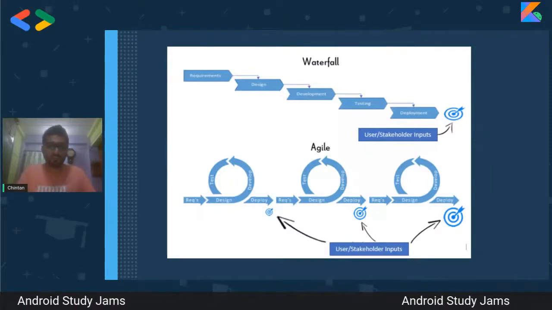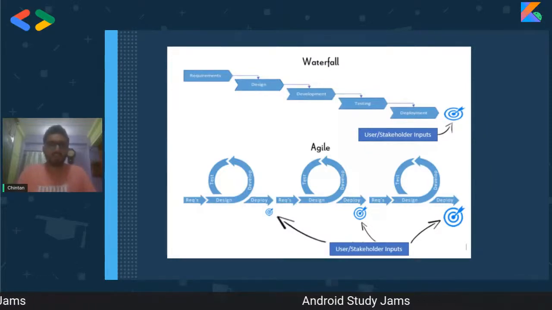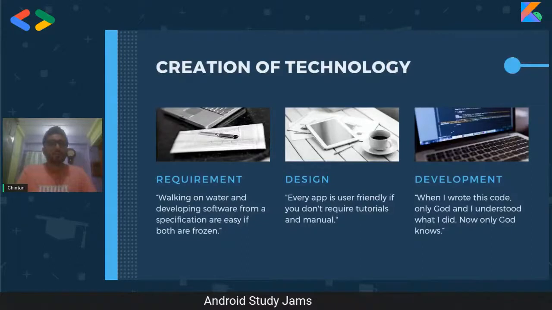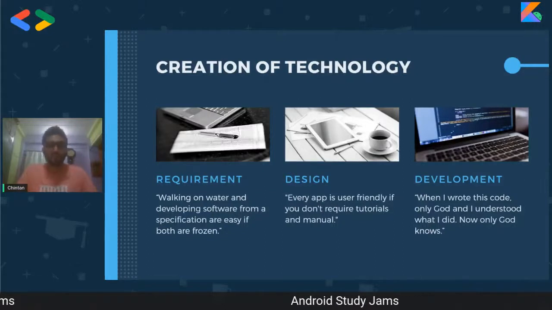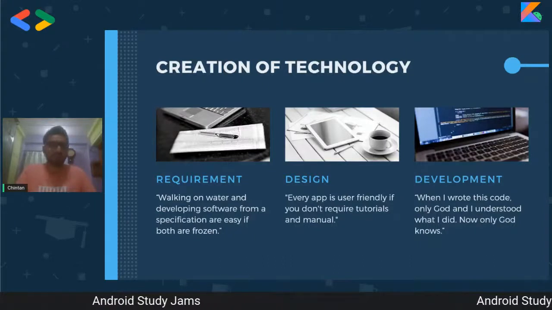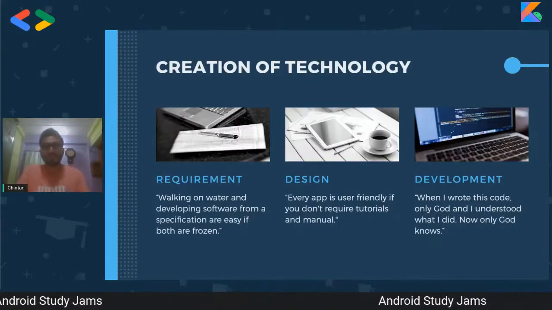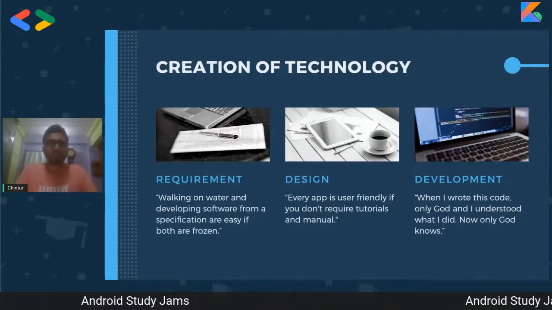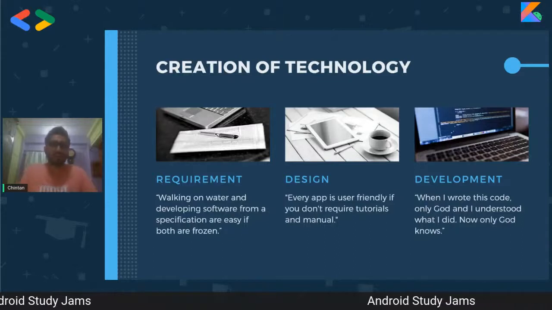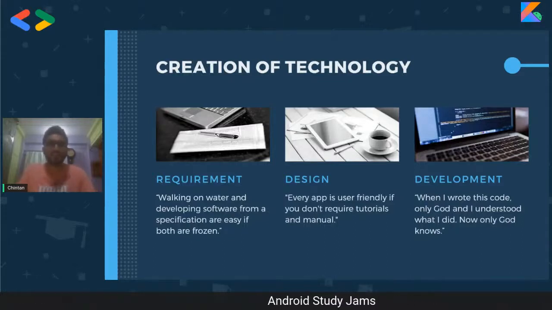So this is the methodology which we are following now. As in creation of technology, like building an application, first is what are the things which we covered in the agile phase. The first phase is requirement, the second is design, then it is development. In requirement there is a famous quotation which says, walking on water and developing software from a specification are easy if both are frozen.